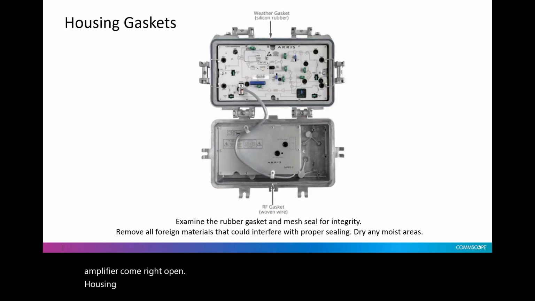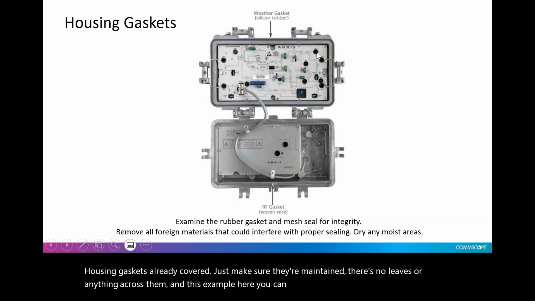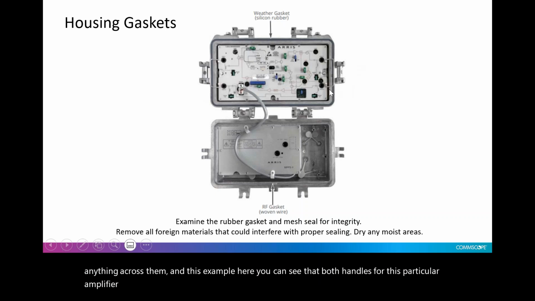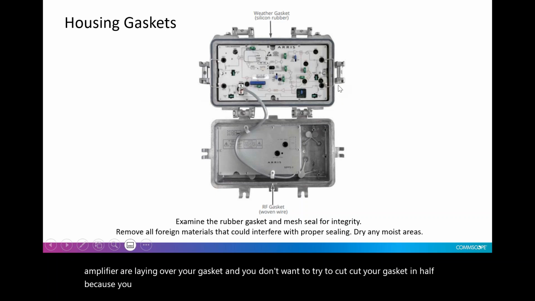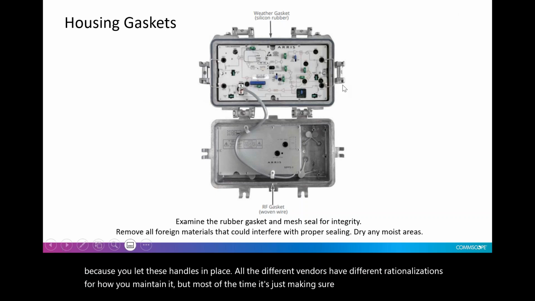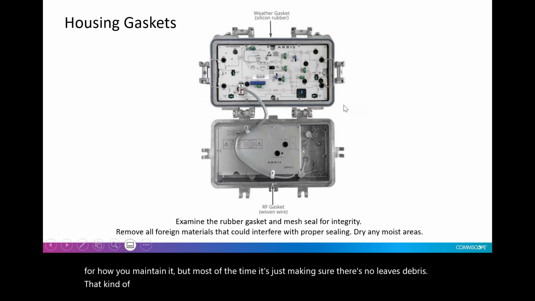Housing gaskets, already covered. Just make sure they're maintained. There's no leaves or anything across them. In this example, you can see that both handles for this particular amplifier are laying over your gasket, and you don't want to cut your gasket in half because you left these handles in place. All the different vendors have different rationalizations for how you maintain it, but most of the time it's just making sure there's no leaves or debris that can allow water to egress into the amplifier.